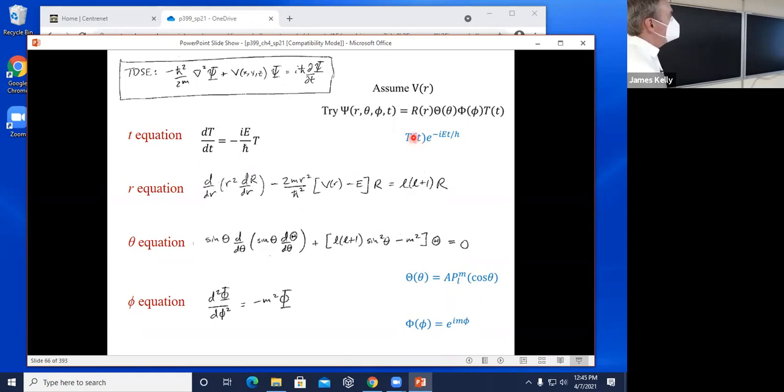The r equation we're holding off on because it depends on exactly what the potential energy is as a function of r.